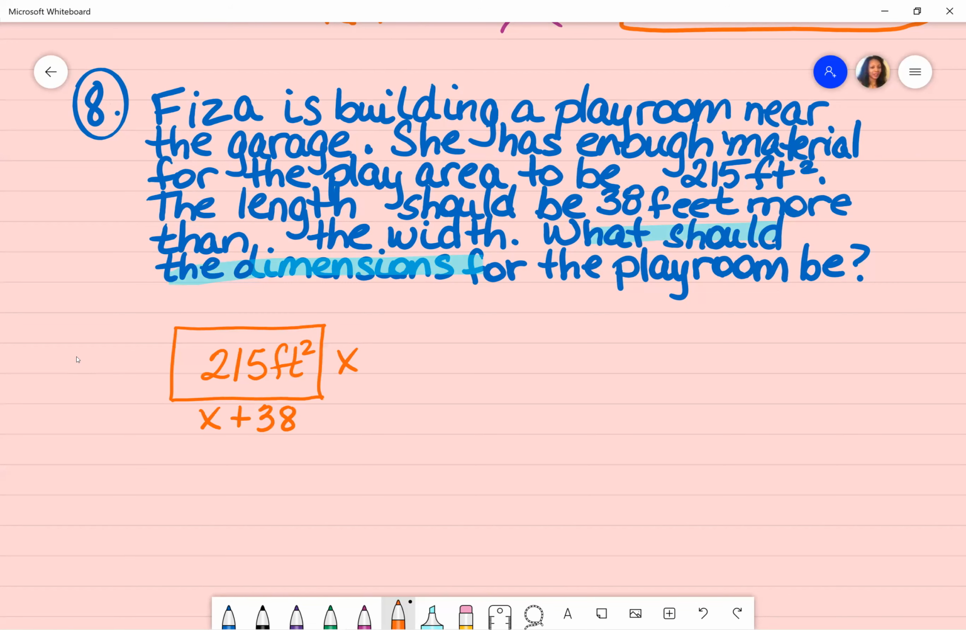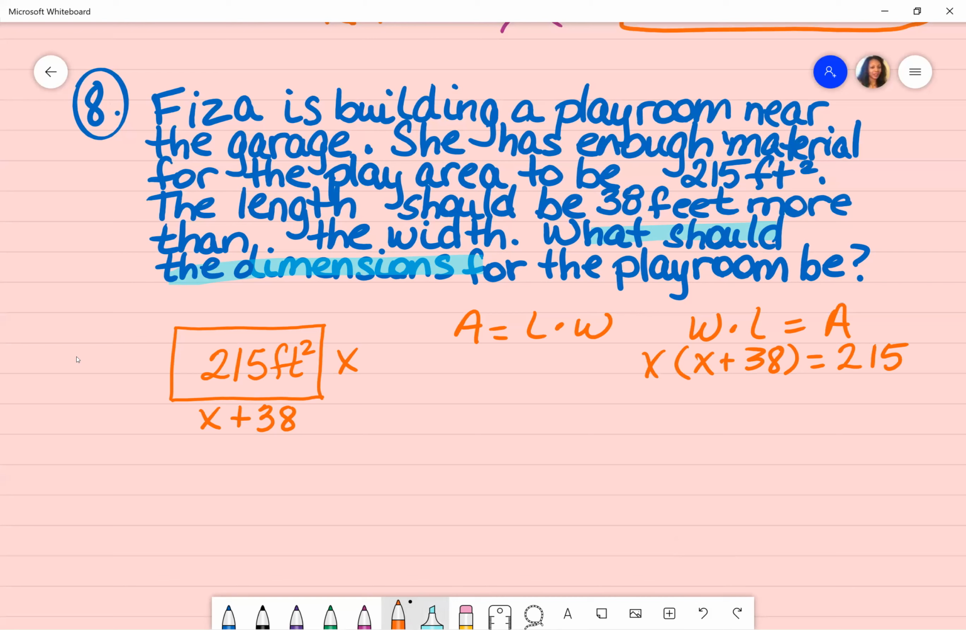The area of a rectangle is area equals length times width. For the sake of substituting this in, I'm going to rewrite that equation as width times length is equal to area. Because I'm going to use X as my width times my length, which we don't know as well. We just know that it's 38 feet more than the width. So that's going to be times X plus 38. And we were told in the problem that the square footage is 215.